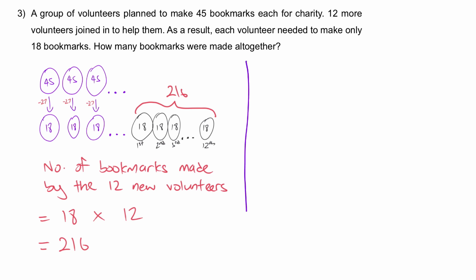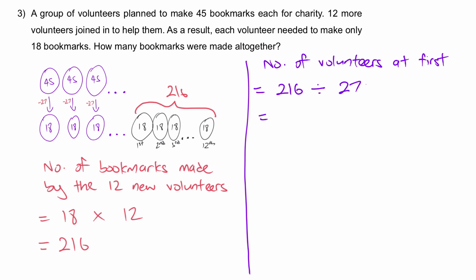Then from here, we can easily calculate how many volunteers were there at first, isn't it? We just take 216 divided by 27. We can figure out how many people are there actually to give away the 27 to make up the 216. So number of volunteers at first, 216 divided by 27, and that would be 8. There are 8 people at first. Each of them give away 27, such that there is 216.